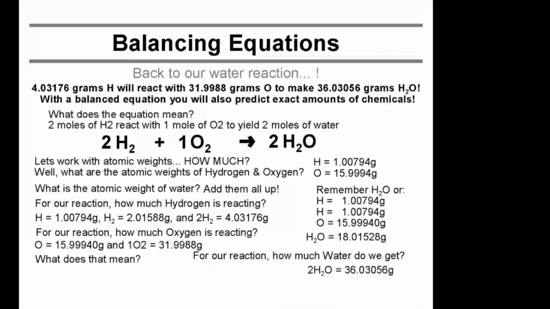In other words, if you have 4.03176 grams of hydrogen reacted with 31.998 grams of oxygen, you're going to get 36.03 and so forth grams of water. If you add those two together, 31.998 and 4, you should come up with this number, right? 36, I mean, we're so close to it. You should come up with exactly the same number on both sides of the equation, which means we are indeed balanced. My moles fit and my mass is fitting.